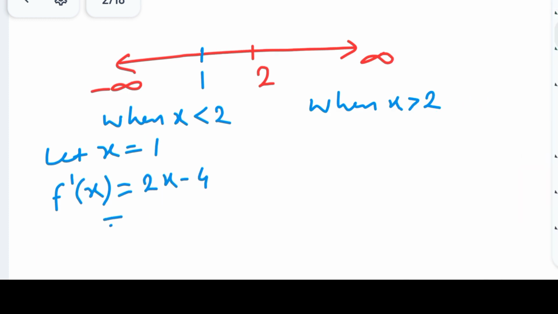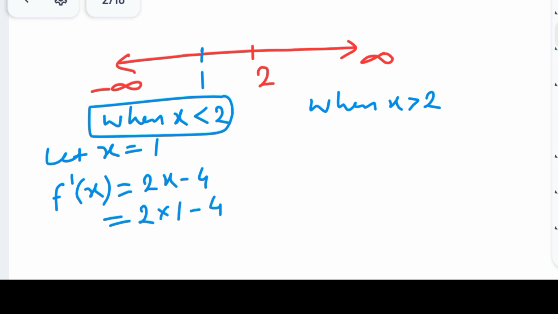Just put the value of x as 1 in this, because we are taking x as less than 2. So x is less than 2, so just put the value of x as 1. So 2 into 1 is 2, 2 minus 4 is minus 2. So it means when x is less than 2, we got f dash x as minus 2.